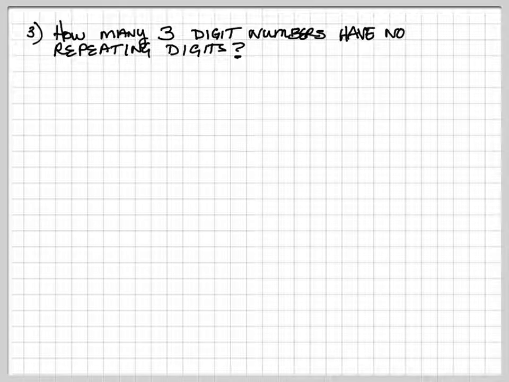The next question. How many 3-digit numbers have no repeating digits? Now, to be a 3-digit number, we're going to assume that the hundreds digit cannot be 0, because if it was 0, then it would only be 2 or 1 digit. So that's sort of the critical observation, is to start with the hundreds digit. Pause it while you figure out your answer, and then come back to check.